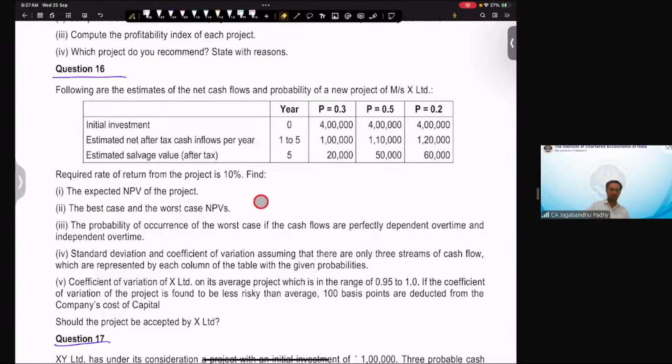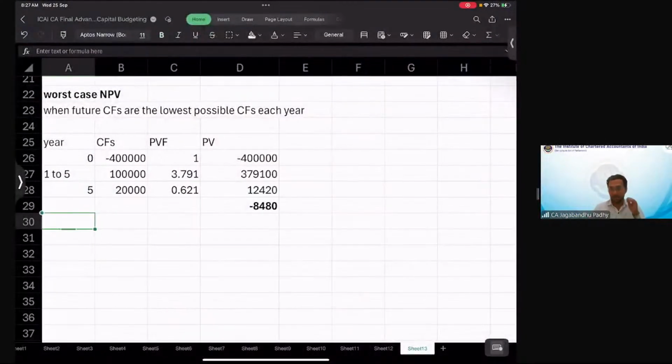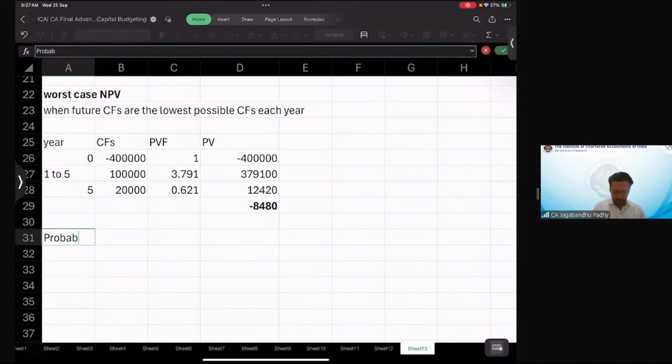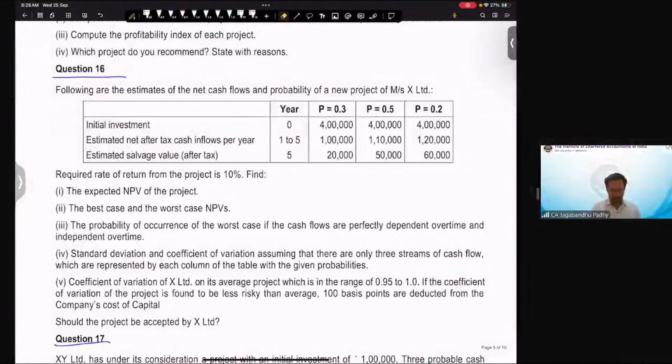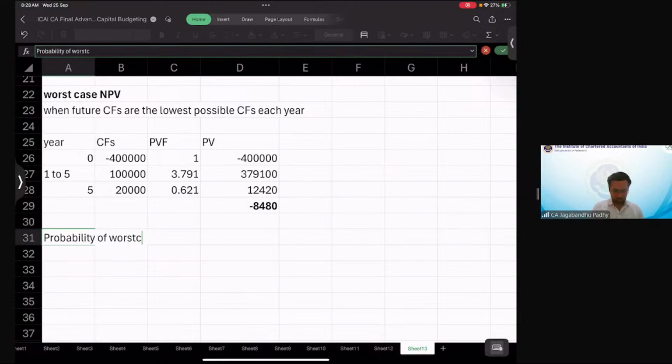of worst case if cash flows are perfectly dependent over time and if the cash flows are independent over time. So now, what do we understand by dependent and independent? Probability of worst case. Probability of worst case if cash flows are dependent.